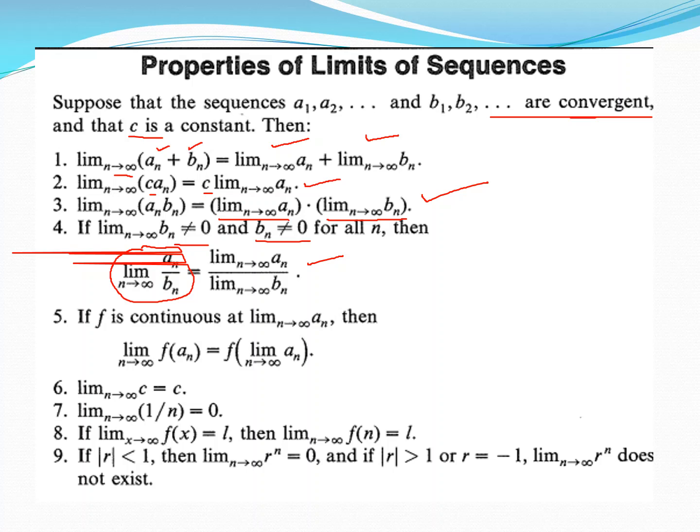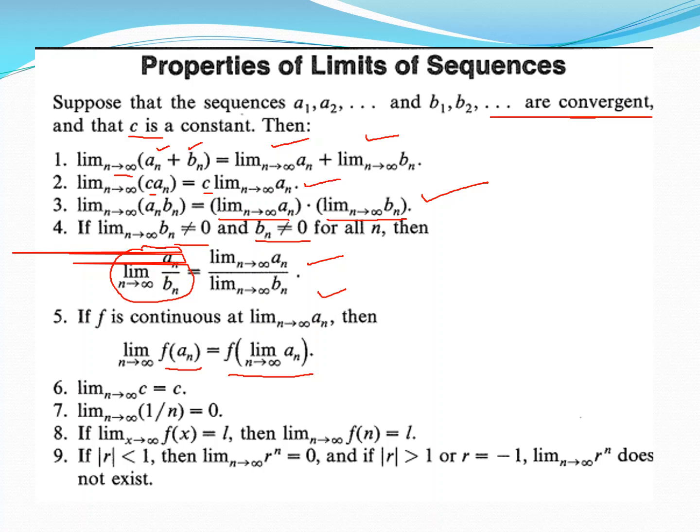Fifth property, if f is continuous at the limit as n approaches infinity of an, then the limiting value of f of an can be written as f of the limit of an where n approaches infinity.